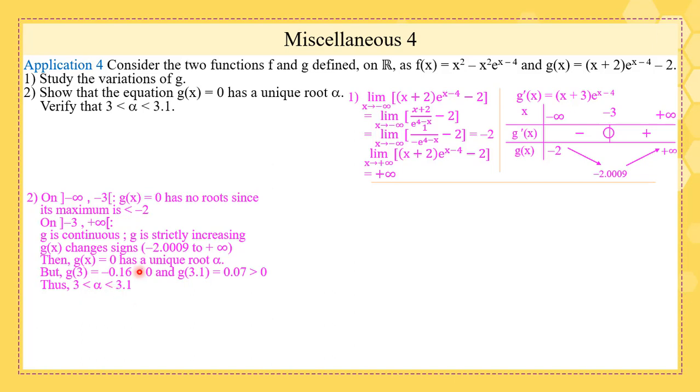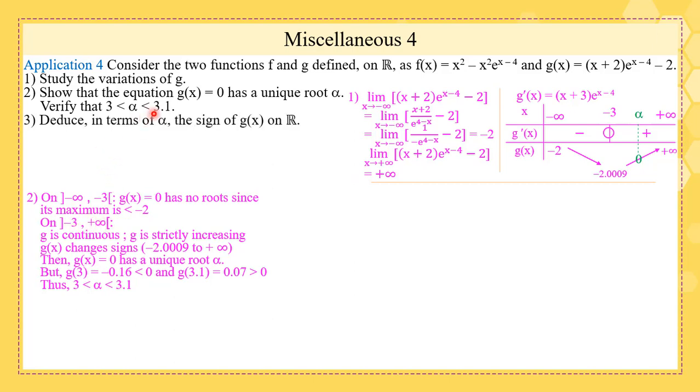Now remember, dear students, when you have the intermediate value theorem, try always to benefit from this theorem by adding alpha to the table of variations. How? I just come here, I write alpha, and this is 0. So when x is alpha, I can state that g of x is 0. Now, why did I put alpha between negative 3 and plus infinity and not between negative infinity and negative 3? Because remember here, alpha is a root on this interval.